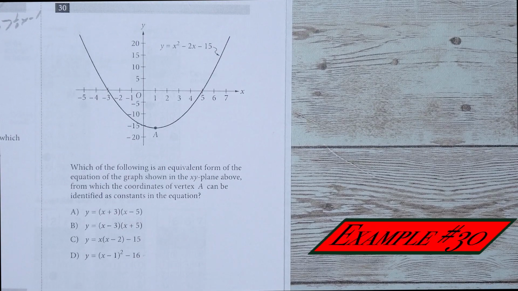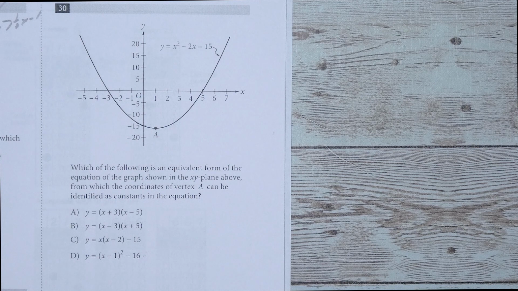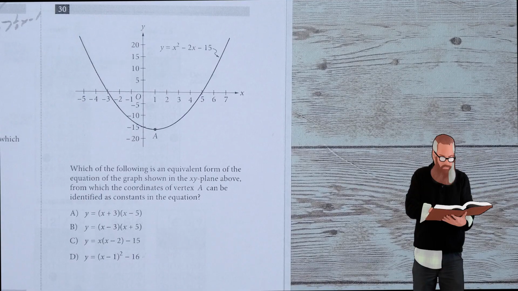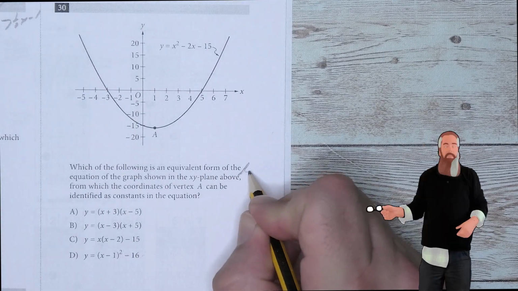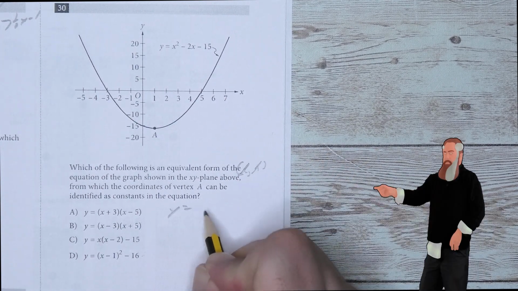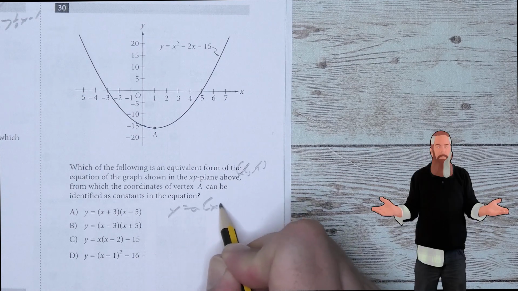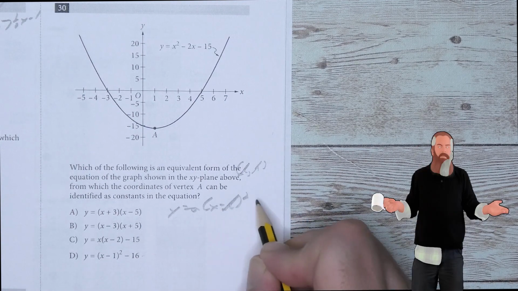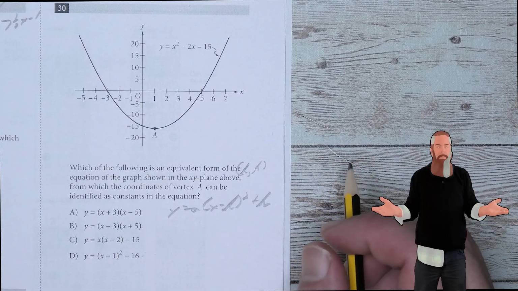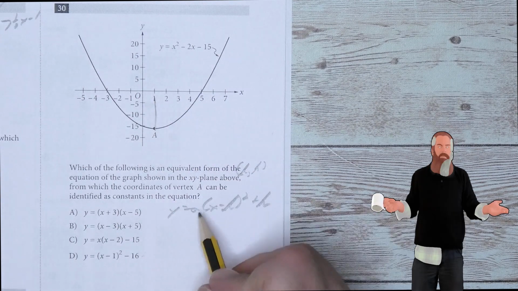Which of the following is an equivalent form of the equation of the graph shown in the xy-plane above, from which the coordinates of vertex A can be identified as constants in the equation? So what we're trying to do is figure out the (h, k) value, which is that vertex. We need to use y is equal to a times (x minus h) squared plus k. Now, we can see here that h is at 1.